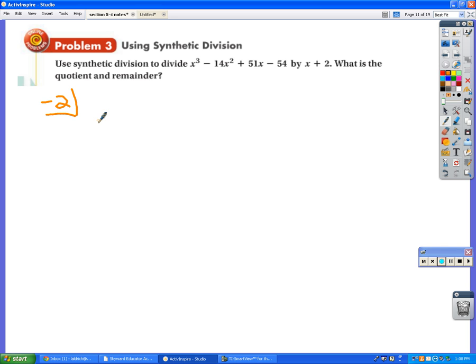Then you're going to make a row of numbers from there, and those numbers are the coefficients of these 4 terms. So what's the number in front of the x cubed? 1, so I'm going to put a 1 right here. What's the number in front of the x squared? -14, so I'm going to put a -14 there, and then 51, and then -54. All right?